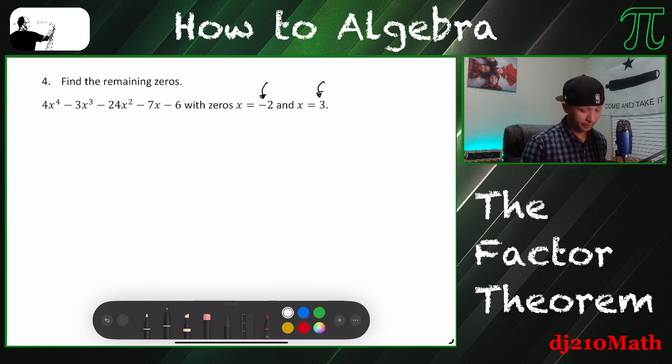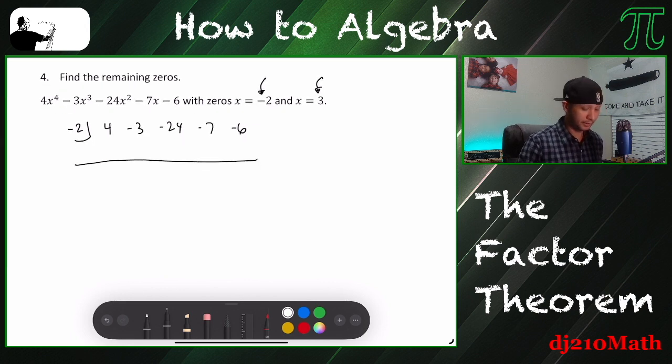So let's first check and make sure everything is in descending order: 4, 3, 2, 1. Yep, and they're all there. So I'm going to start with -2. Could I start with 3? Sure. But I'm choosing -2. Right? I do what I want. So -2. Grab the coefficients: 4, -3, -24, -7, -6.